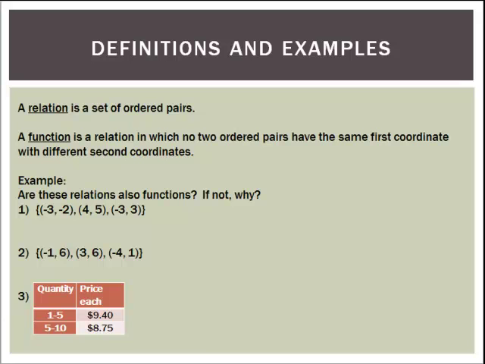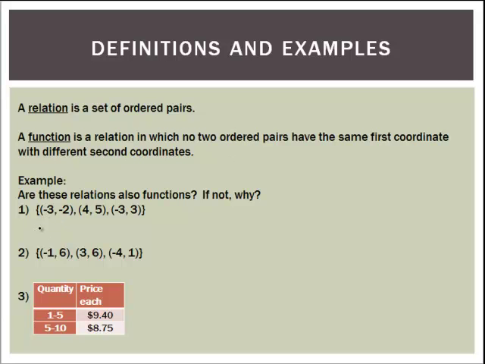So let's just get a few definitions out of the way to begin with. A relation is defined as a set of ordered pairs. So if you look down here at example 1, this is called a relation because you have these squiggly brackets that mean it's a set, and it has ordered pairs inside it. It's a set of ordered pairs. A function is a special relation. A function is a relation where no two ordered pairs have the same first coordinate with different second coordinates. In other words, the x's don't repeat with different y's.